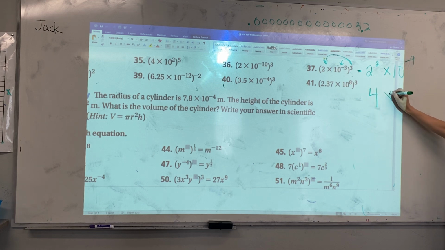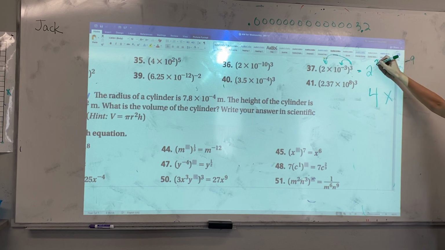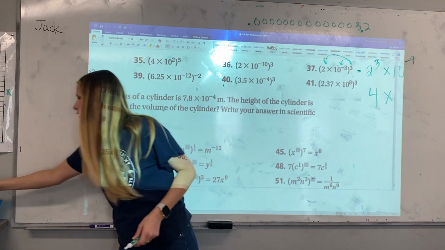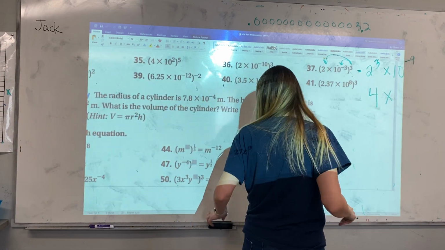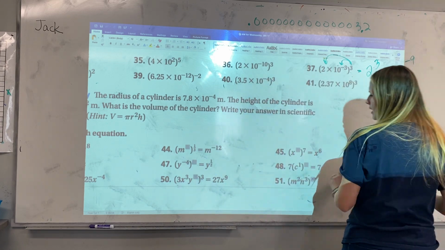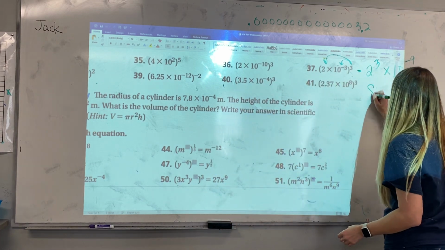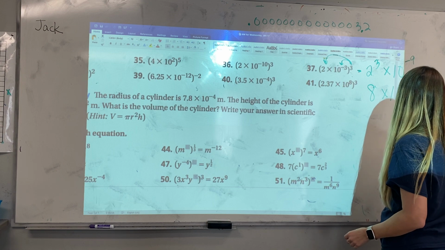2 squared is, oh, I'm sorry, I wrote the wrong thing. Yeah, it's 8. 2 cubed is 8, and then times 10 to the negative 9.